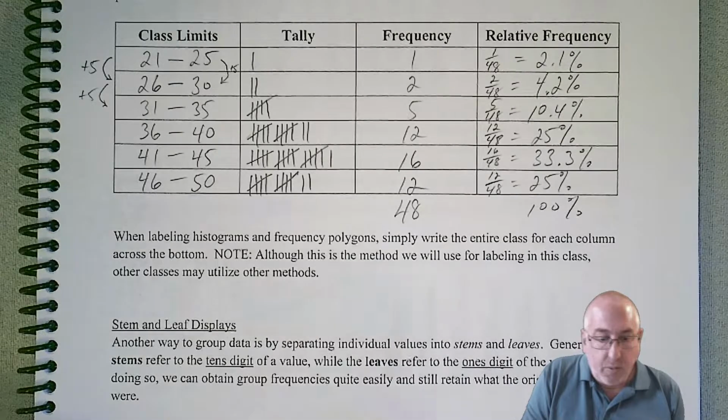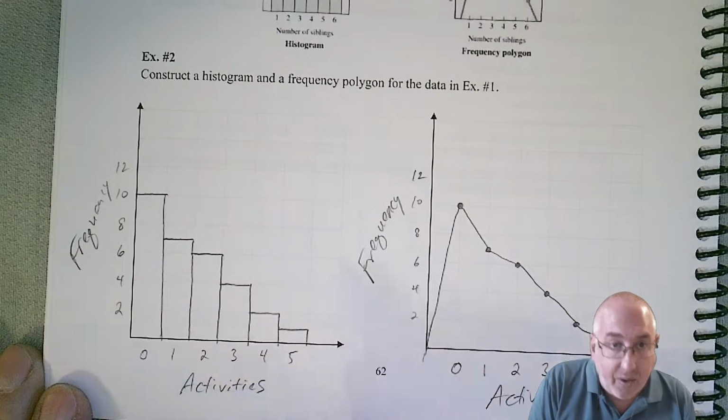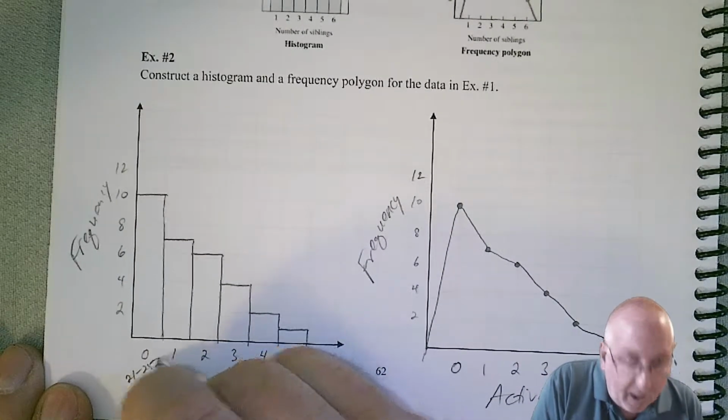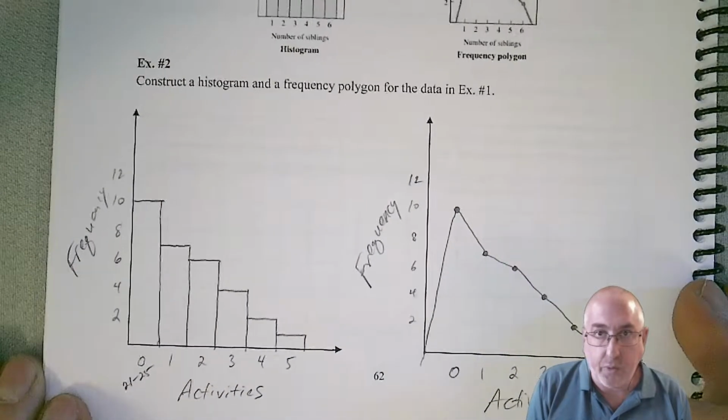Wherever we had those values, like over here, instead of having a value here, we could say this would be 21 to 25. That would be fine. That's all they want to do for this class.